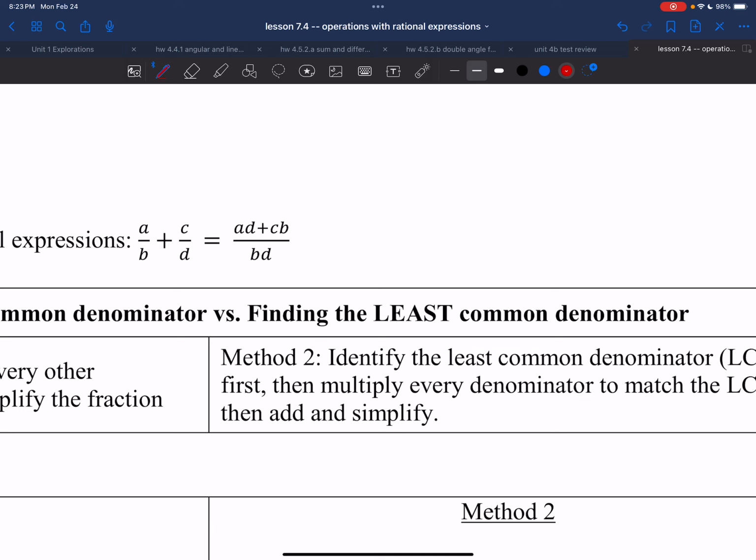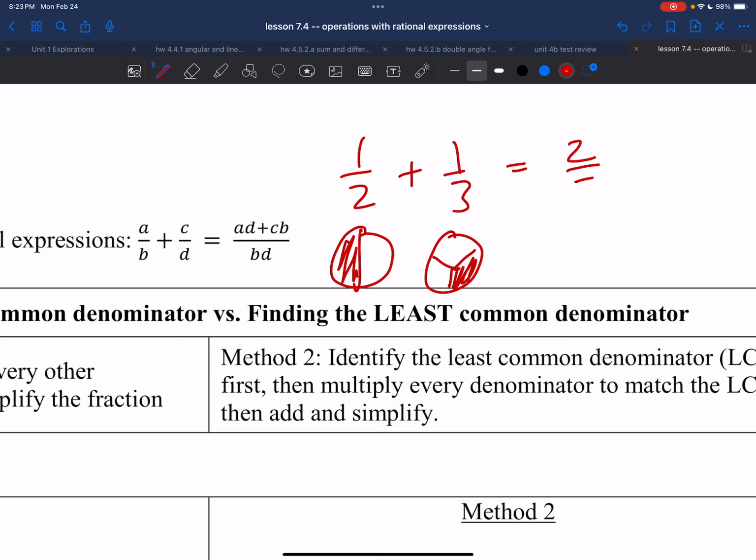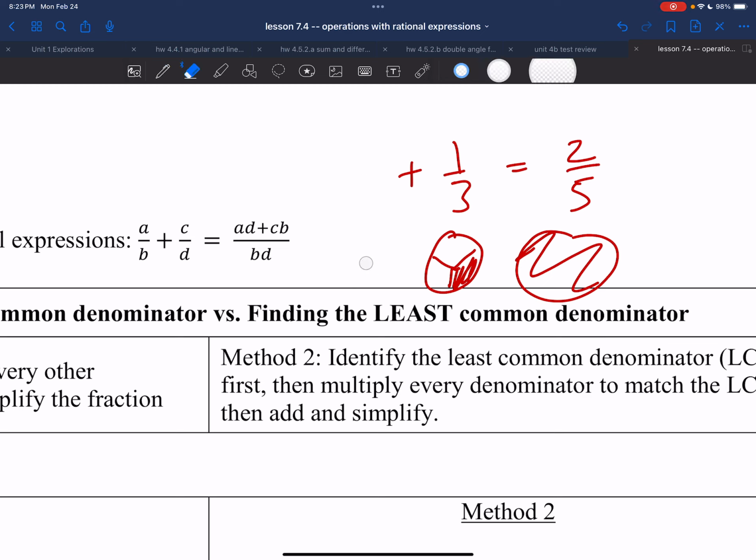To do addition and subtraction of a half plus a third, you need what's called a common denominator, right? These aren't the same parts, right? You can't say, oh, this is a half and this is a third, and you can add these and say this is 2/5. That doesn't make any sense. I don't even know what 2/5 is. I don't even want to draw that. So you have to have a common denominator.